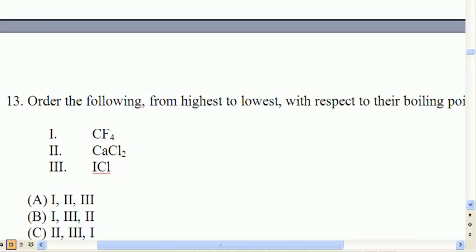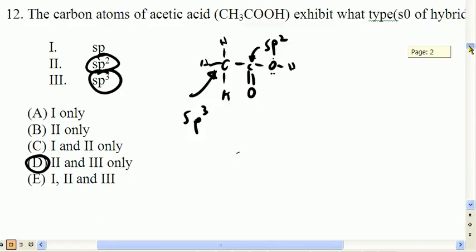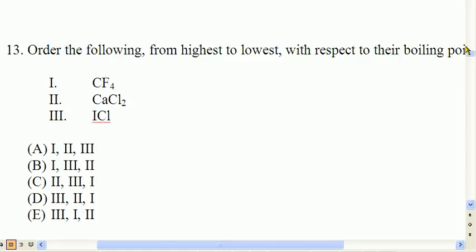Okay, 13. Did I skip 12? No, 13. Order the following from highest to lowest with respect to their boiling points. So let's look at the intermolecular interactions. This is going to be London. This is going to be ionic due to the Ca. And this is going to be polar covalent, no hydrogen bonding, so it's going to get dipole-dipole.